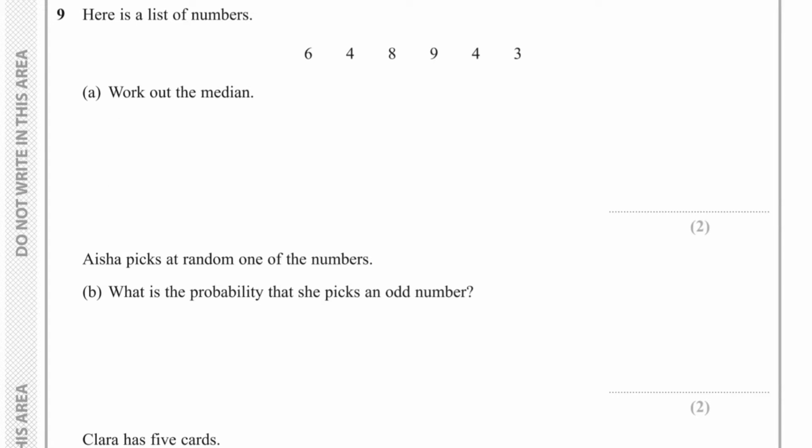Question number 9. Here is a list of numbers 6, 4, 8, 9, 4 and 3, and we have to work out the median. The first thing to do is write the numbers in ascending order. So we start off with the 3. We have 4, 4, 6, 8 and 9.